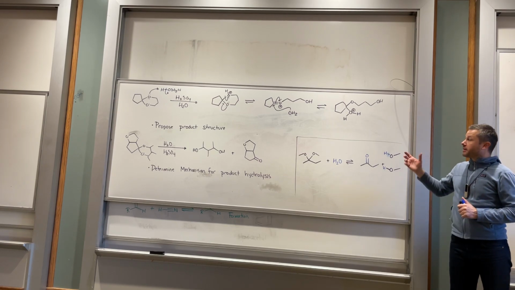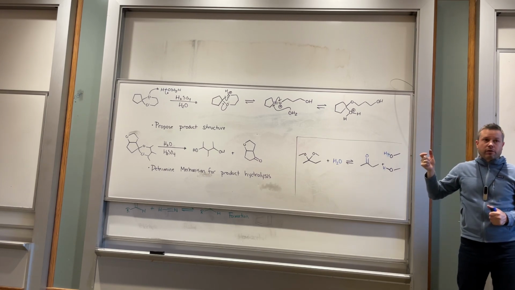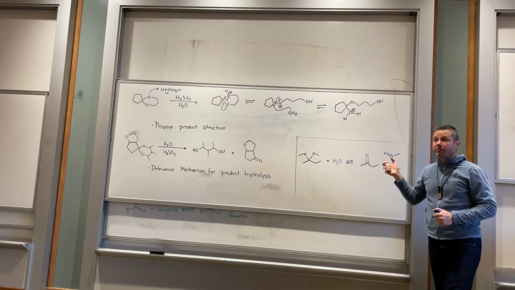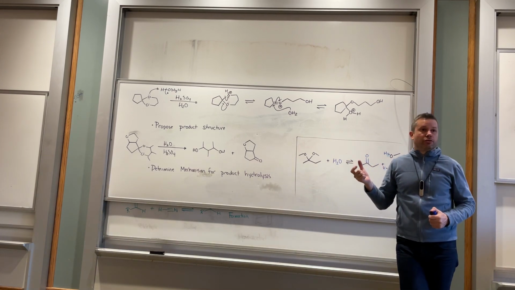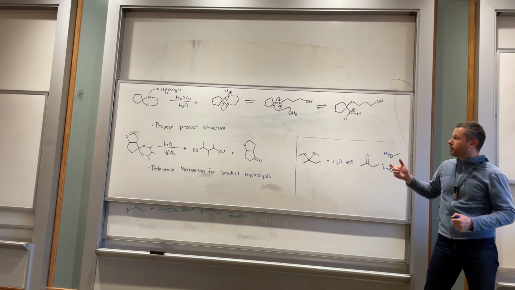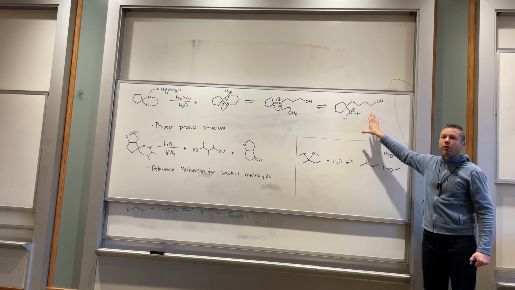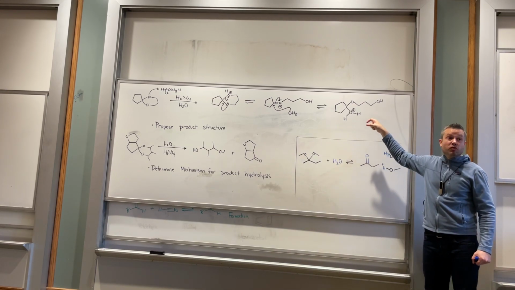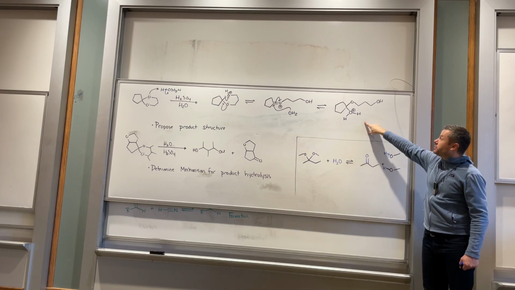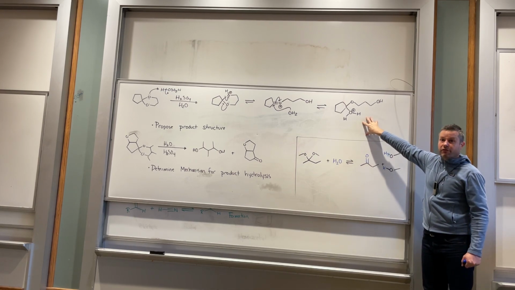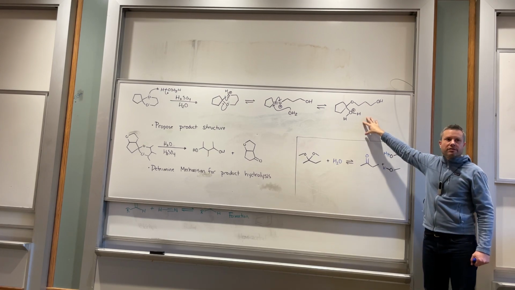Okay, so when you're doing mechanisms, it's not a bad idea every once in a while to stop, look at your intermediates, and take stock of what you need to do and what you've already done. Think about where you're going and what electrons need to move in order to get you there. So if you look at this intermediate that we've formed in the mechanism, what has to happen in order to get to the product?